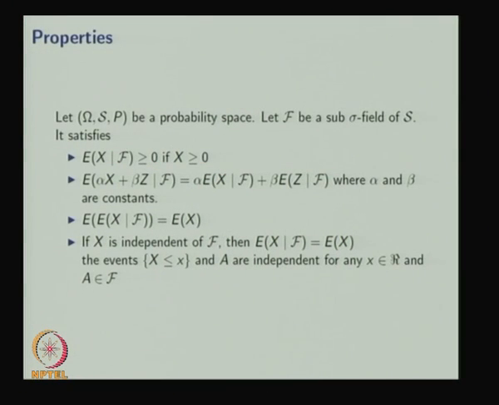The other properties are as follows. The first one: the conditional expectation is always greater than or equal to 0 if X is greater than or equal to 0. Then the linear property, similar to the conditional expectation as I discussed earlier. Then this I have also discussed, with a random variable instead of a sigma field: if they are independent, then both are the same.